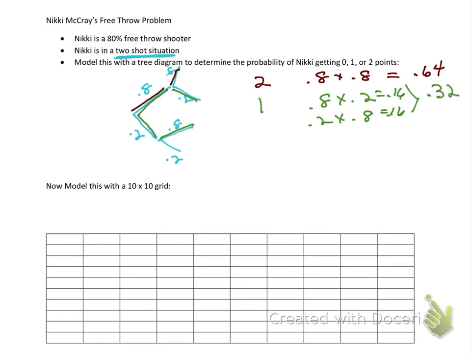Okay, so then you have the third scenario. The third scenario is if she's having a bad day, and she misses the first one, and then she also misses the second one. So that will give her 0 points. So that's 0.2 times 0.2, which is 0.04. All right, so if you add those up, they should sum to 1 because you have taken account of every possibility. Okay, so we're going to model this with a 10 by 10 grid. I have more room on the next page, so let's do it there.